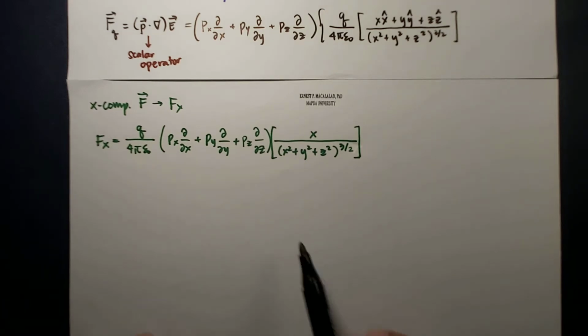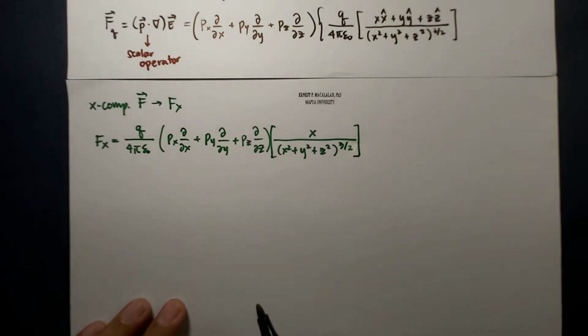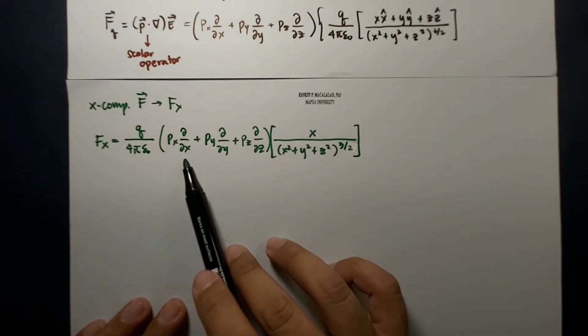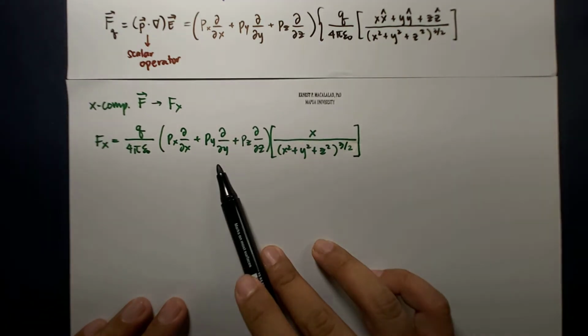So this involves 3 operations: partial derivative with respect to x, with respect to y, and with respect to z.